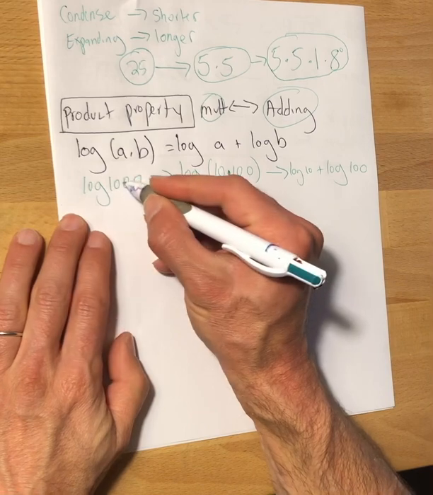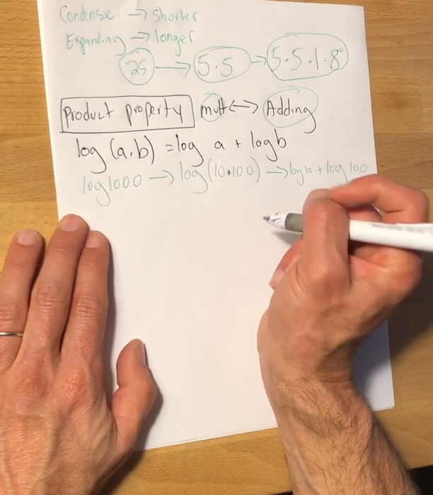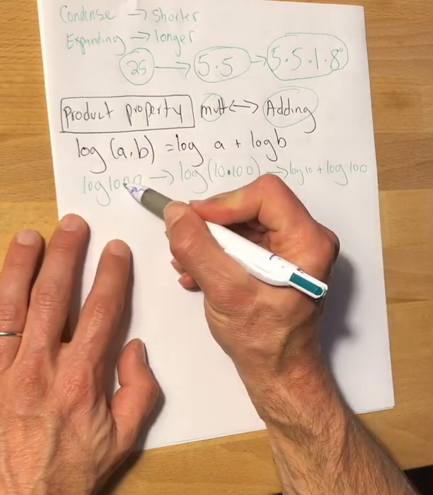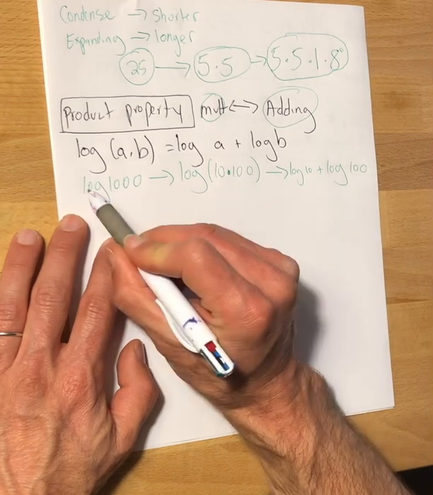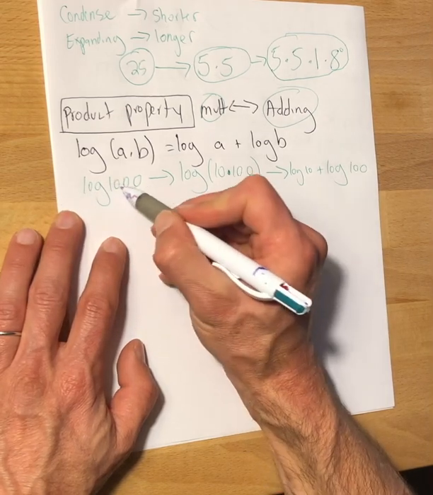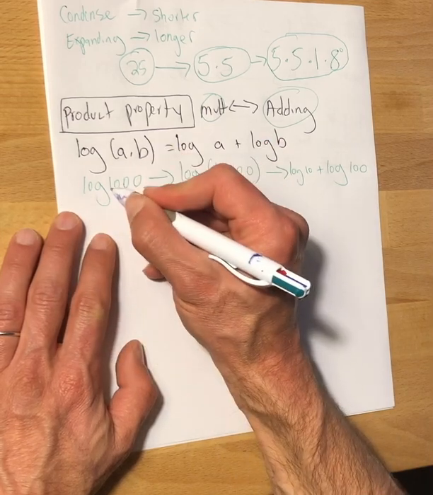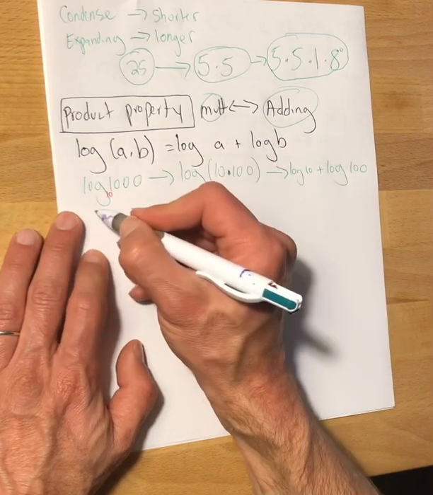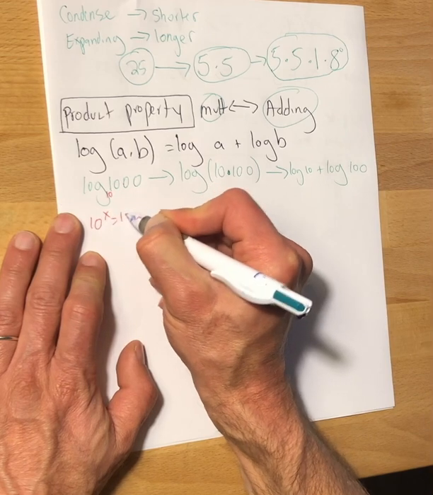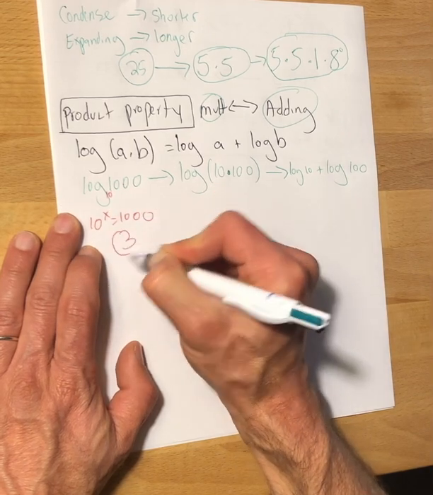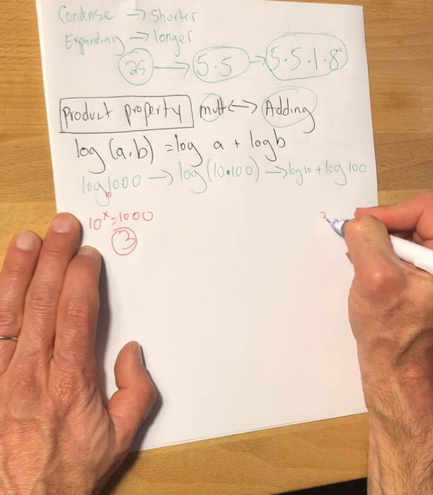Let me show you. If I were to ask you the value of log 1,000, what is the value of log 1,000? When you do this in your calculator, you should get 3 because this is asking, remember there's an invisible base 10. 10 raised to what power equals 1,000? The answer is 3.